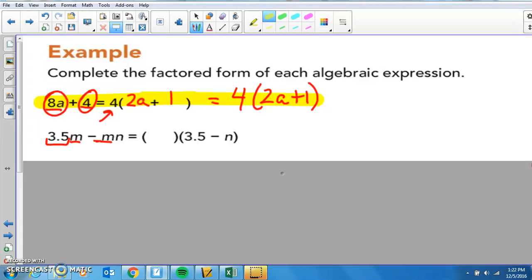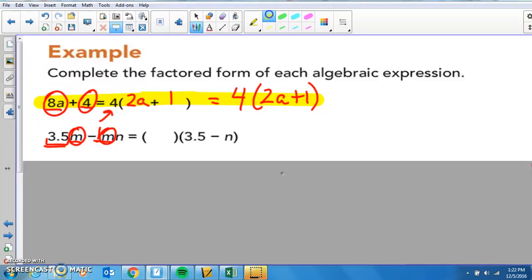But if you recall, we talked about variables. If there's nothing in front of a variable, it's understood to have a coefficient of 1. In this case, that minus sign would make it a -1. But since there's nothing there that we can factor out, you'll notice the 3.5 is already there. The n is here. But what's missing? This m is missing and this n is missing. That is our common factor.